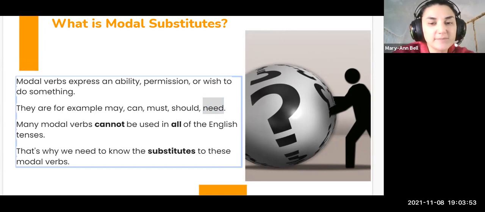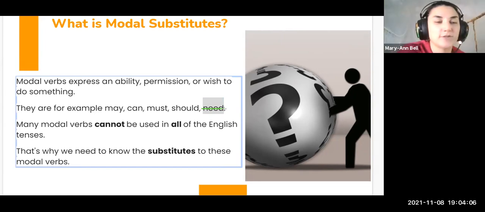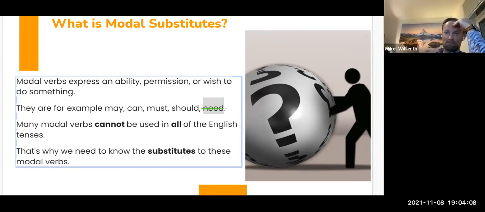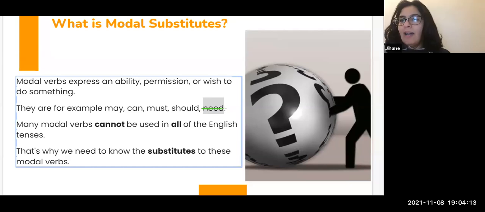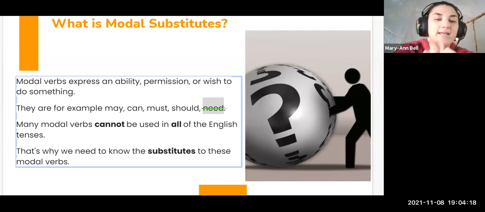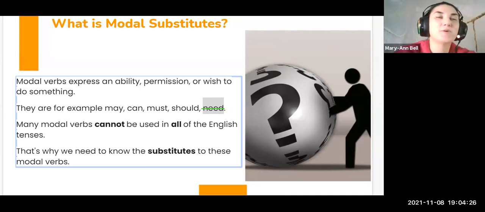So can anybody give me some other examples of modal verbs? The basic ones that we know. Dana, do you know any? Or Mike? Probably. Probably is not a modal verb, no. Okay. Shall. Shall is one, yeah. So we have may, can, must, should, shall. Might? Might, yeah. Might is probably the modal equivalent of probably.